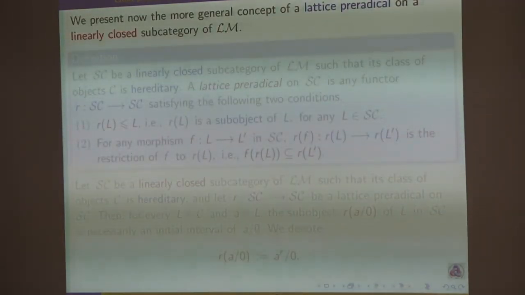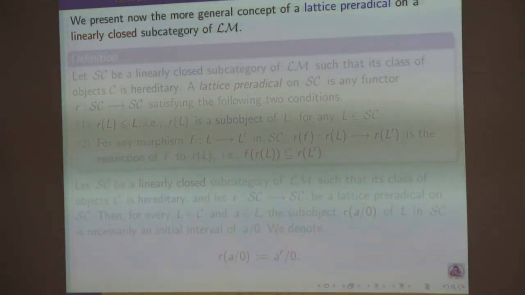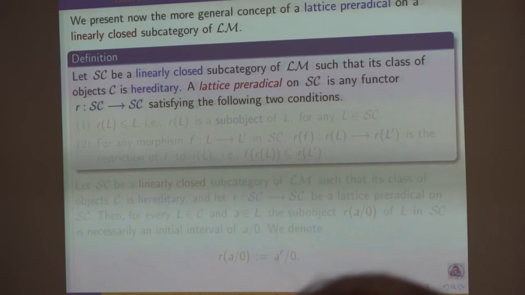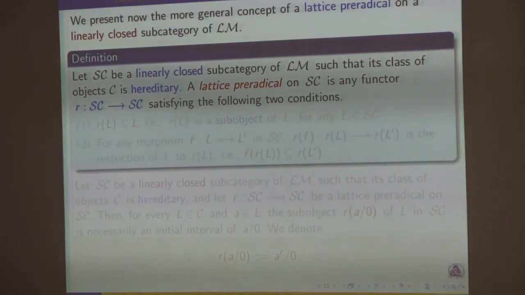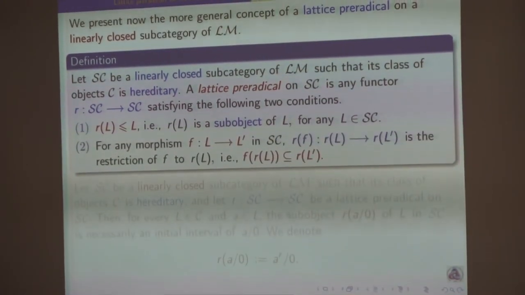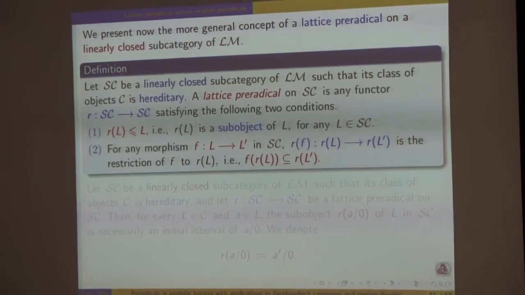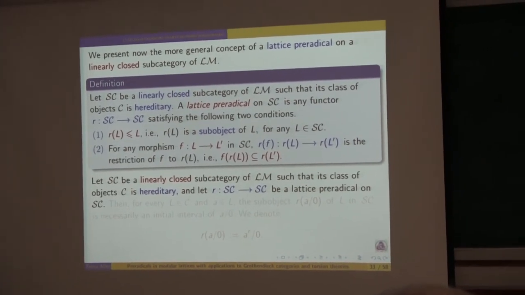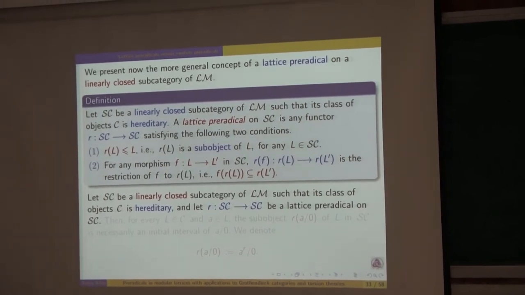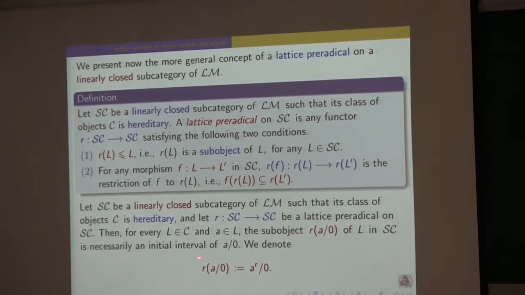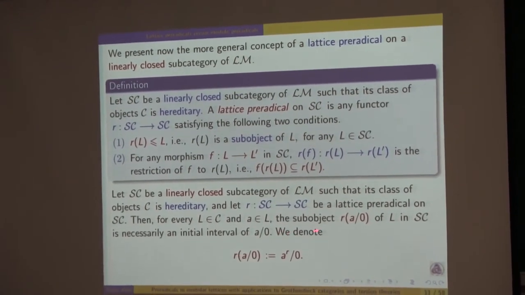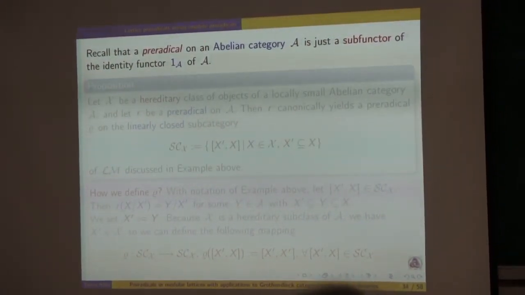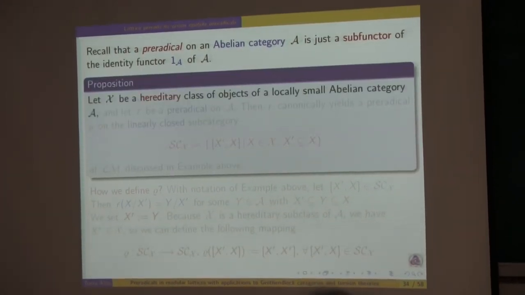Now we present the more general concept of lattice predical on a linearly closed subcategory. We have a linearly closed subcategory. We have this hereditary. A lattice predical is any functor satisfying the same condition. But here we are careful to take only morphisms of C. If we have a linearly closed subcategory such that the class is hereditary, and R is a lattice predical, then for any L in C, we can define it that way. This is the initial interval, we have this one. And a predical in a Toma Albu category is any subfunctor of the identity functor.